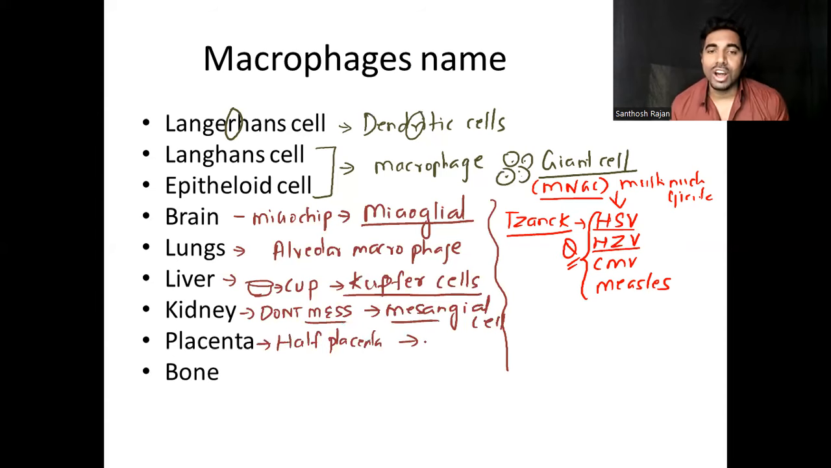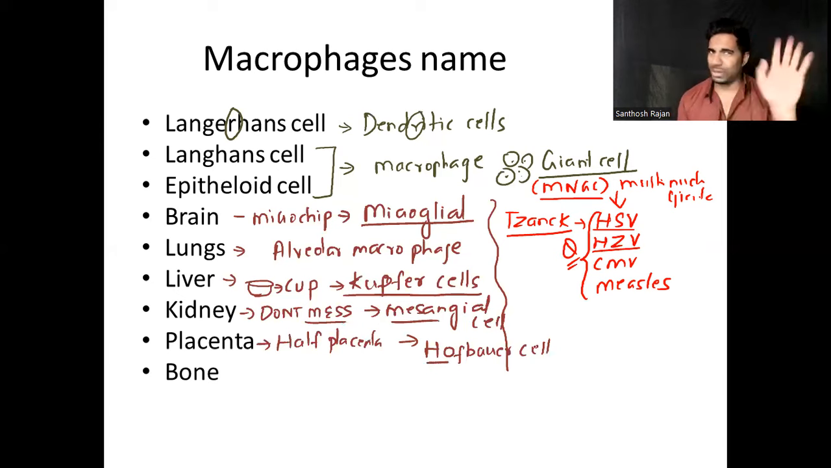So I would say this, half placenta, half Hofbauer cell. H-O-F-B-A-U-E-R, half Hofbauer cells. A little bit of spelling mistake is there, I know, but it's okay. Just remember the name at least. You will not forget, okay? Half Hofbauer cells. Okay, these are all our frequently asked questions.